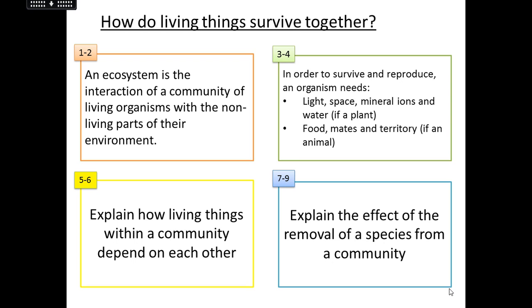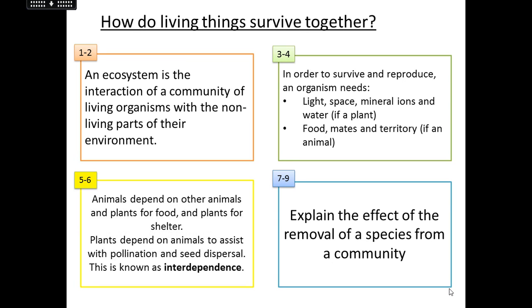For grades 5 to 6, explaining how living things within a community depend on each other. We've got animals depend on other animals, and plants for food, and plants for shelter. Plants depend on animals to assist with pollination and seed dispersal. So I don't think I mentioned this in the video, I apologise, but if you think about a plant that needs to make sure the seed that it produces doesn't actually grow too close to itself because it still needs the space.